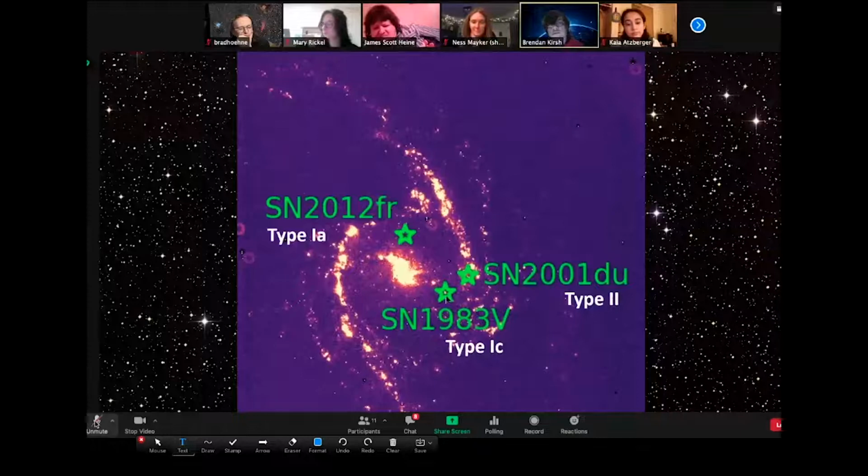If you look in the center there, you can see that right in the center it's got a little bright spot, indicating that there's more H alpha there. So the image matches up with what we expect.